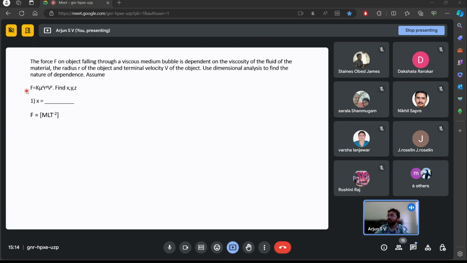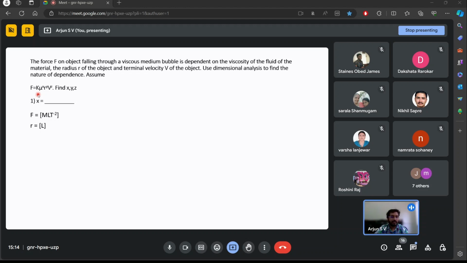So F is force. Force is mass into acceleration. For mass we have M, and for acceleration we have meter per second square, so we have L and T power minus 2. So the dimensions of F will be M L T power minus 2. And k is a constant. They have already mentioned that k is a constant, and a constant is non-dimensional, so we don't take it into the dimensional analysis. It will have 0 dimensions.